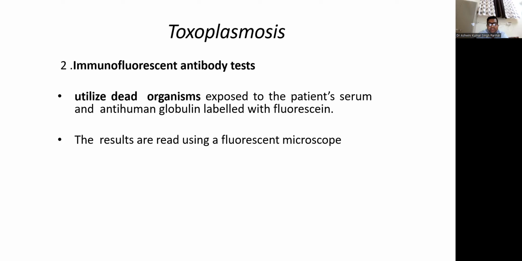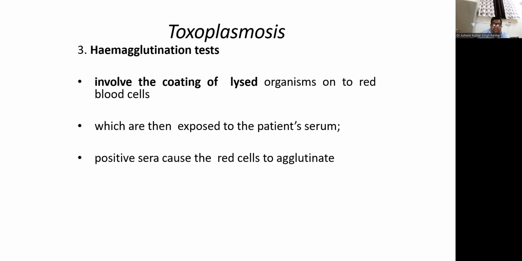The second most important test is the immunofluorescent antibody test, which utilizes dead organisms. The dead organisms are exposed to the patient's serum and anti-human globulin, which is labeled with fluorescent dye. The fluorescent-labeled anti-human globulin and patient serum globulins are mixed with the dead organism, and the result is observed using a fluorescent microscope, and fluorescence is seen.